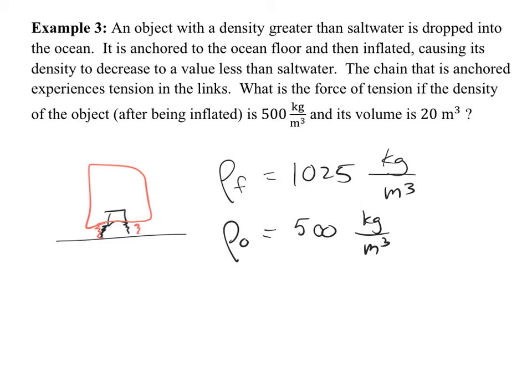Like when you measure tire pressure, you measure pounds per square inch. Instead of square inch, this is a cubic meter. Cubic meter measures volume. Kilogram measures mass. Mass over volume, right? Density? So we've got the density of the object and the fluid. We know the volume of the object is 20 cubic meters.